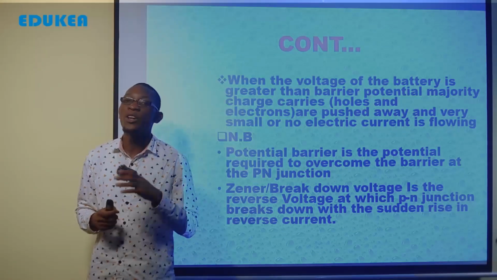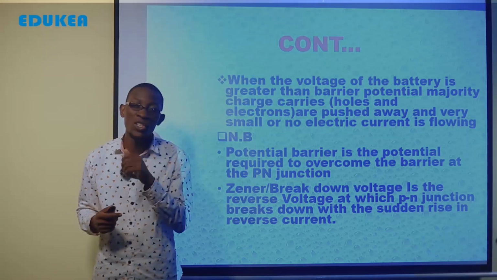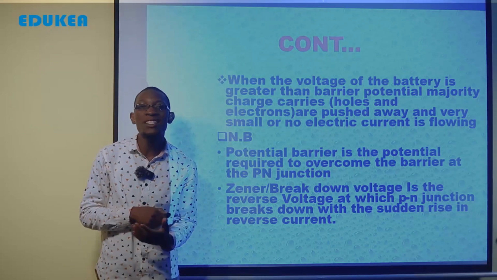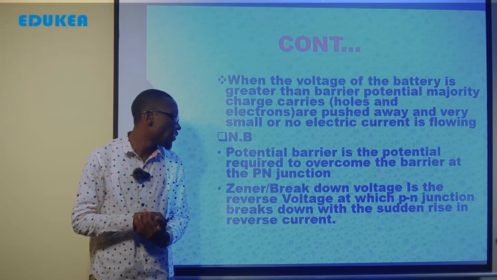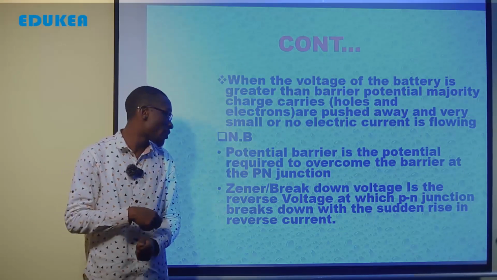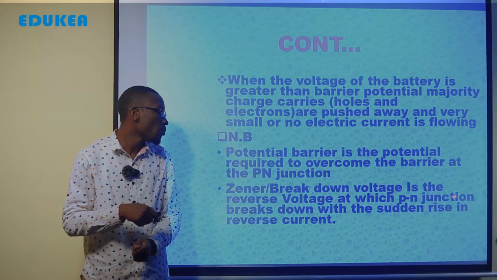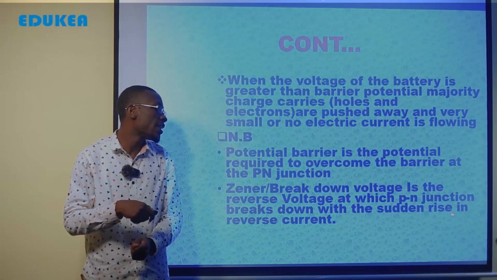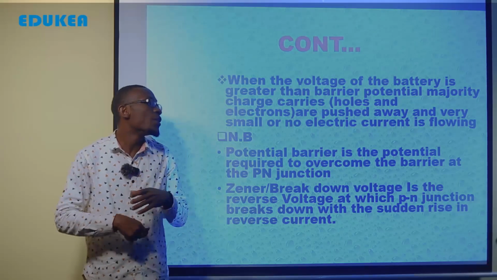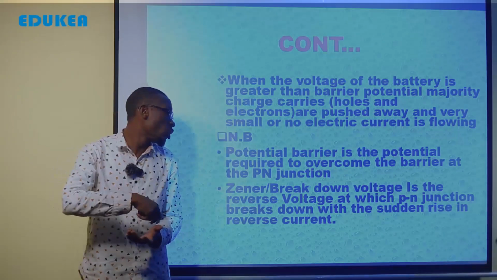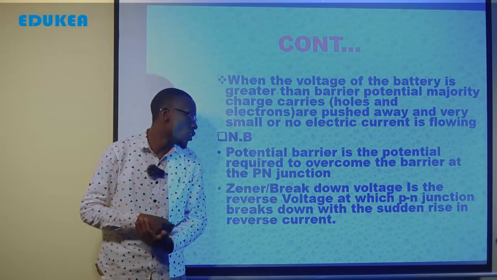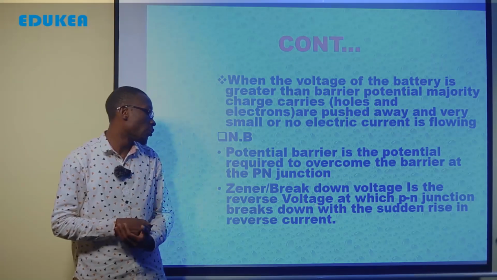Lakini kuna kitu tunaitwa Zener or breakdown voltage. Tunapozungumzia Zener or breakdown voltage tunasema is the reverse voltage at which PN junction break down with the sudden rise in reverse current, kwamba ile PN junctions ina break down with the sudden rise, kwa kuongezeka zaidi reverse current. Kwa hiyo tunaita ni Zener breakdown voltage, kwa maana ile voltage ambayo inatokea is a voltage ambapo PN junction ina break down with the sudden rise in reverse current.